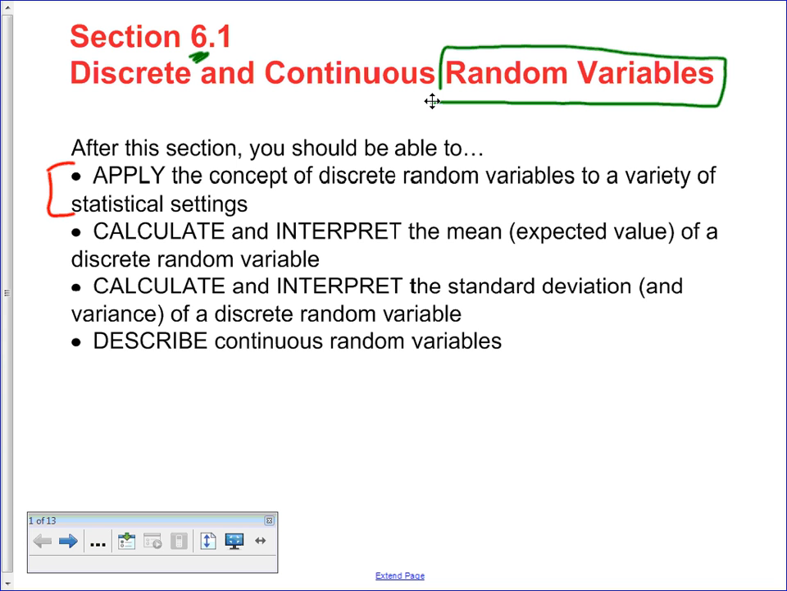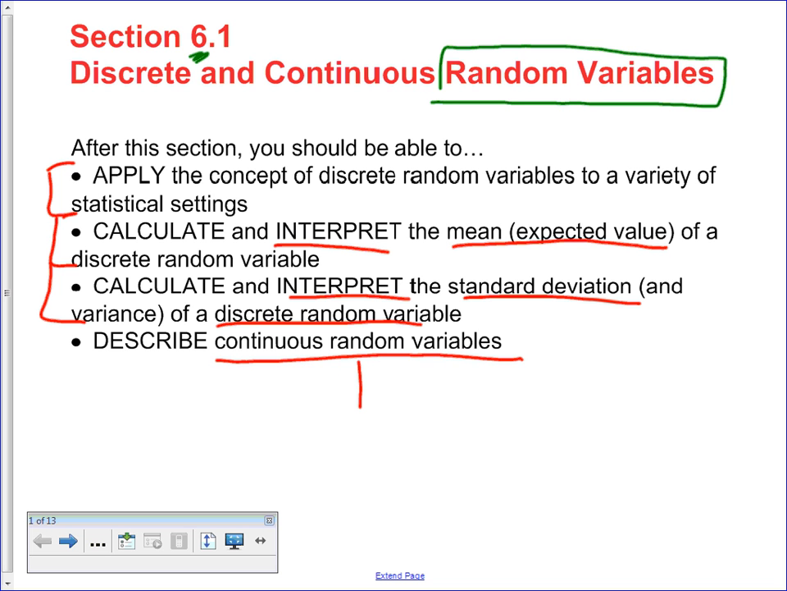We're going to apply the concepts of discrete random variables, calculate and interpret the mean, expected value of a discrete random variable, calculate and interpret, being the important part, the standard deviation of a discrete random variable, and then describe continuous random variables. This sounds scary. It's not. It's just a repeat largely of the normal reinforcement of normal distributions.